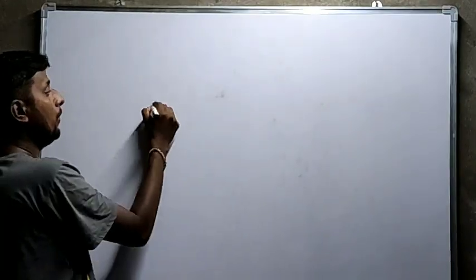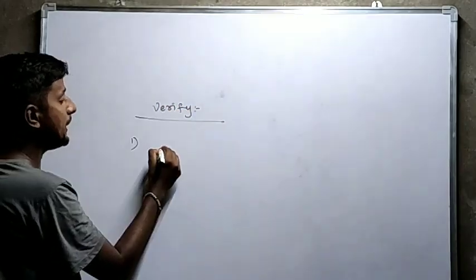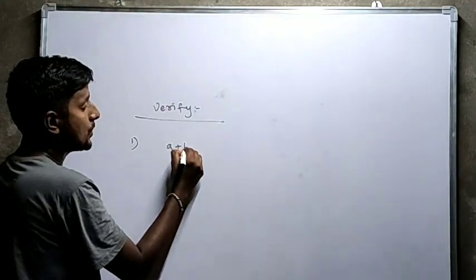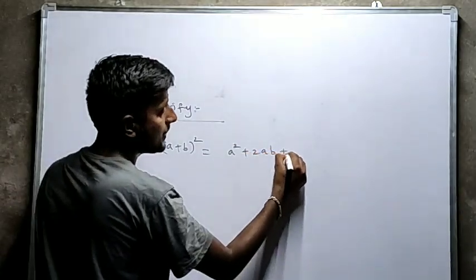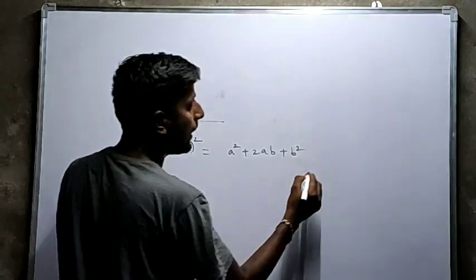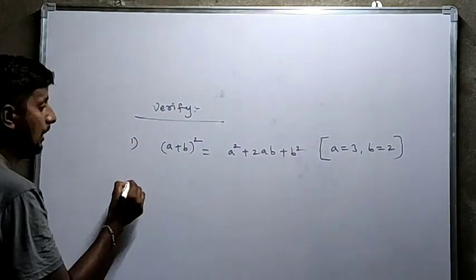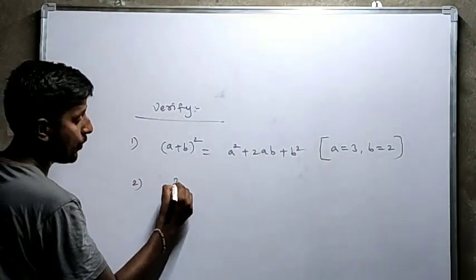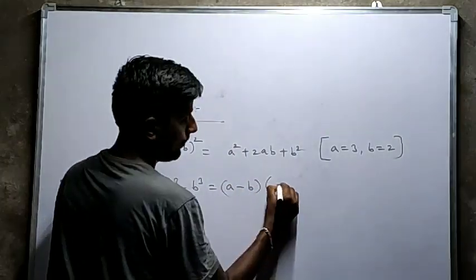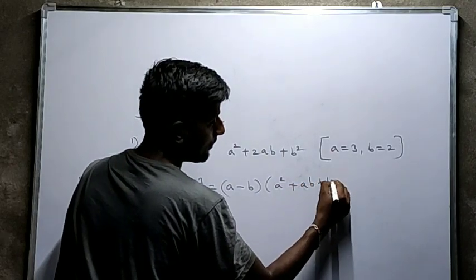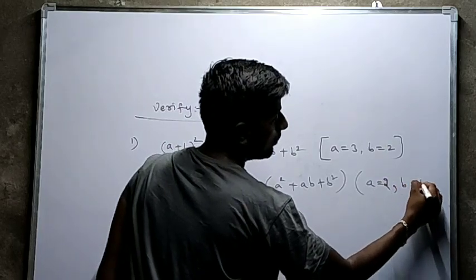Now solve this one. Verify these identities. The first identity is a plus b whole square, that is a square plus 2ab plus b square. Check it. I'll give values also: a value 3, b value 2. Second one, a cube minus b cube, that is a minus b into a square plus ab plus b square. So a value 2, b value 1. Okay.